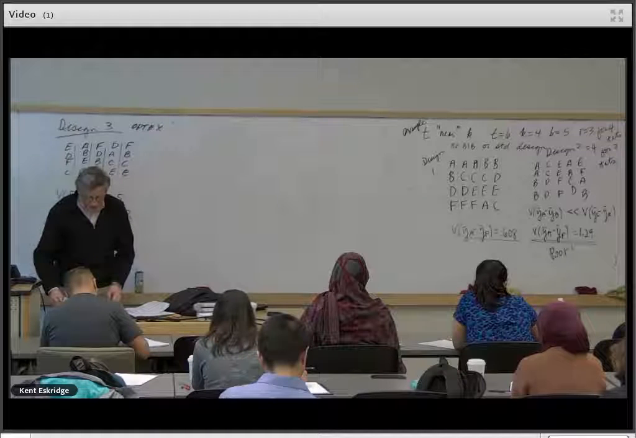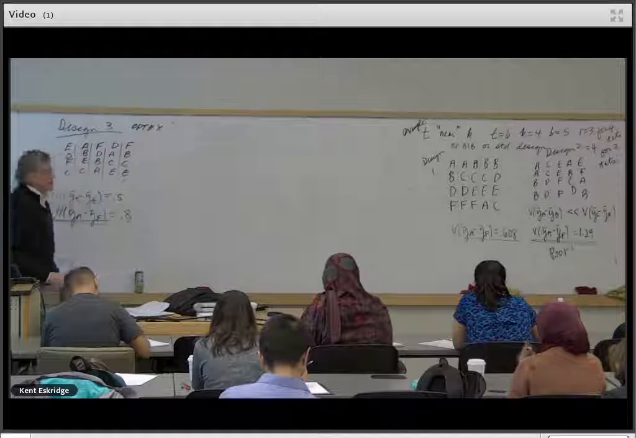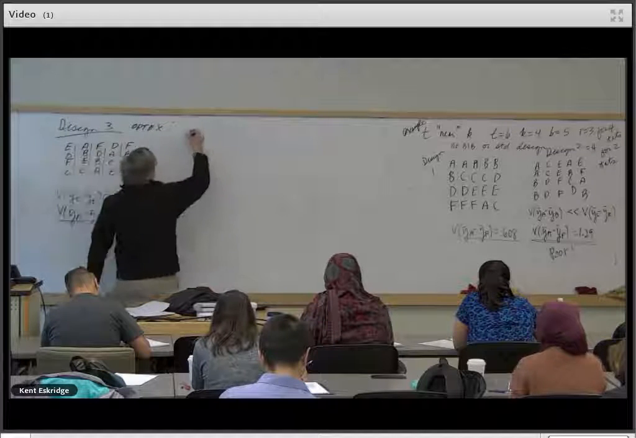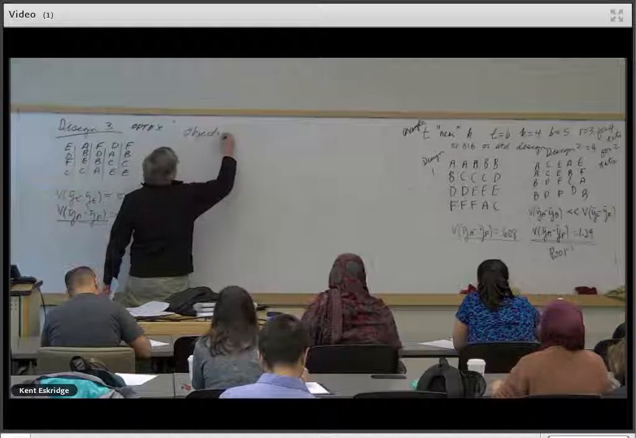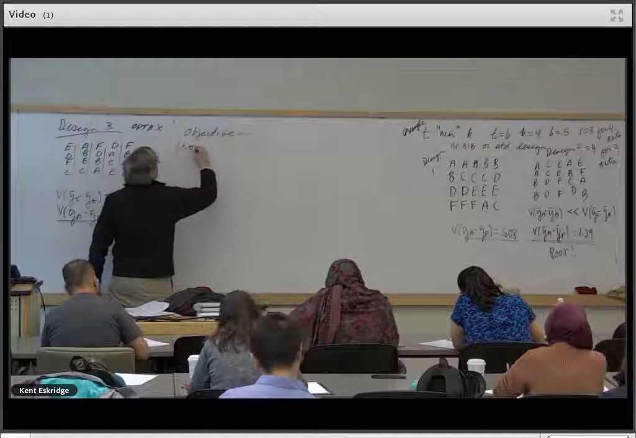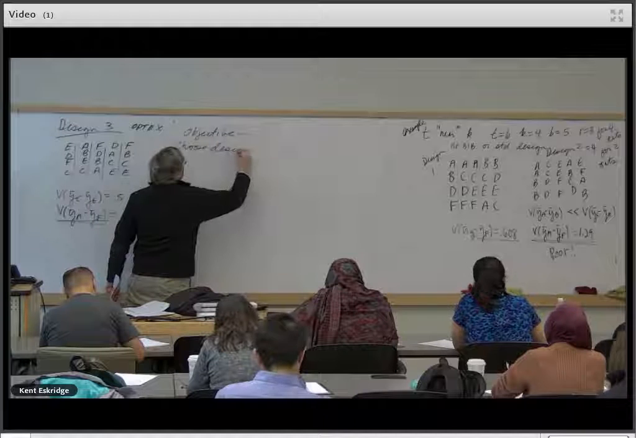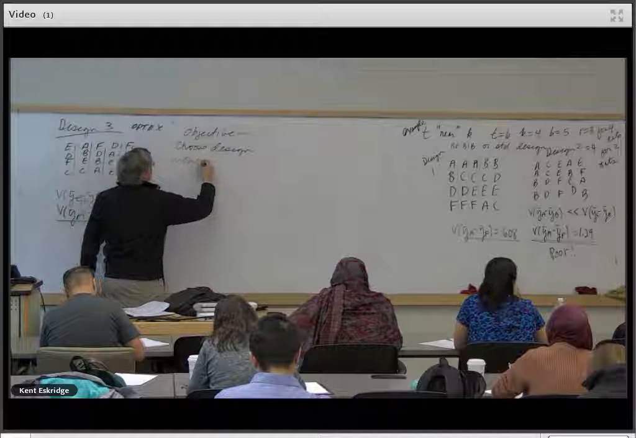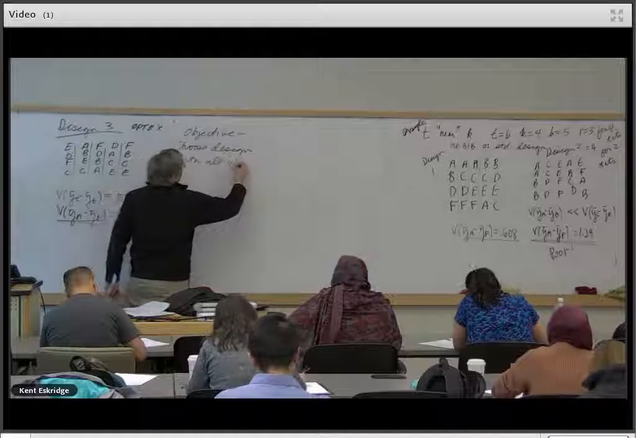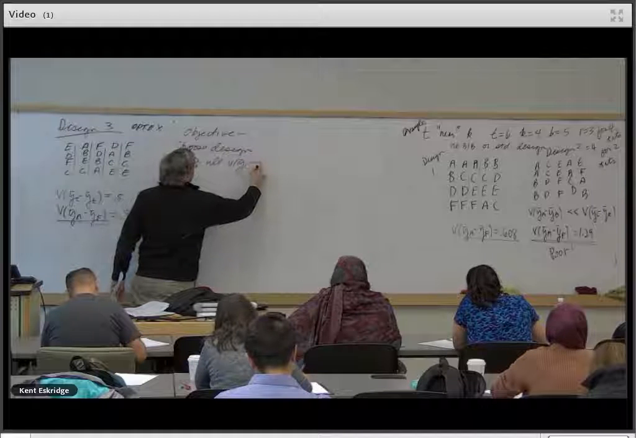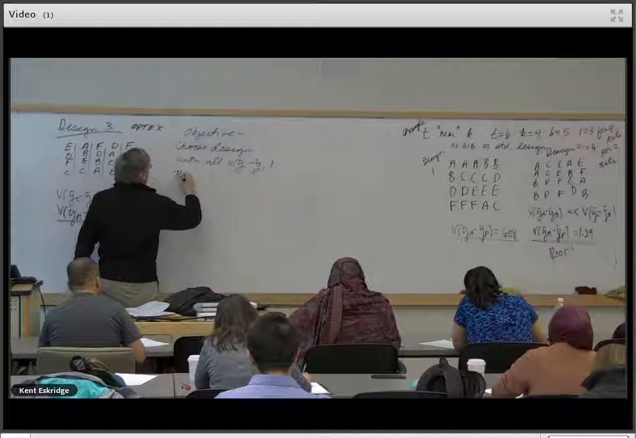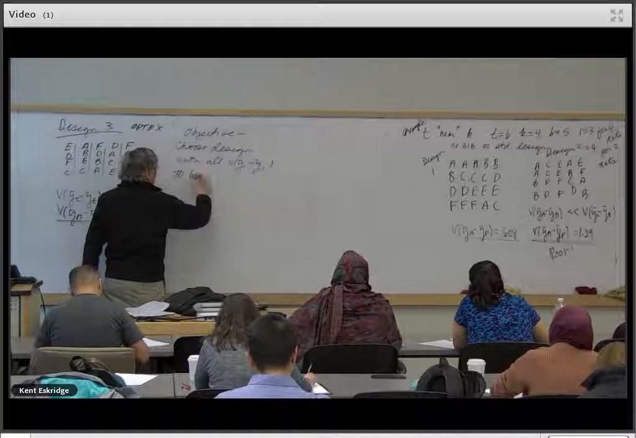So everybody see the idea here, what I'm doing with these kinds of designs. So the objective of all these: choose the design with all the variances of y bar i dot minus y bar j dot to be as close as possible, whatever that means.